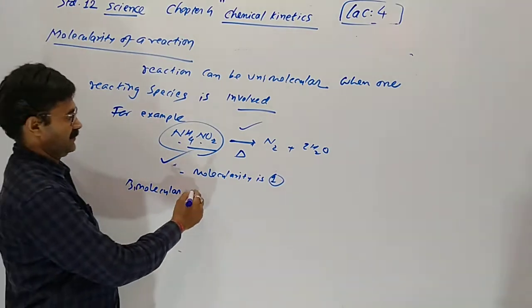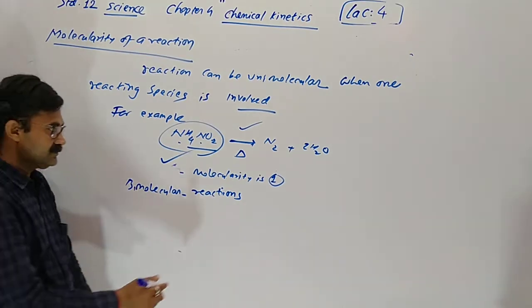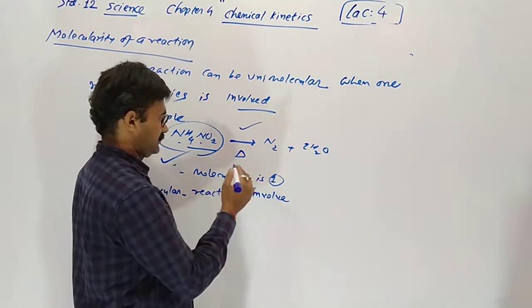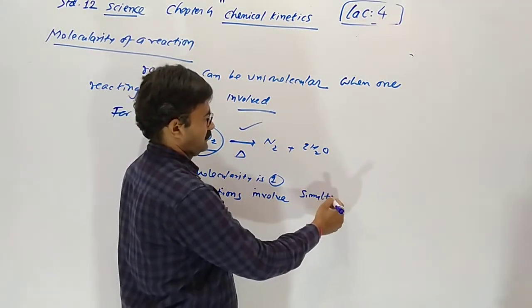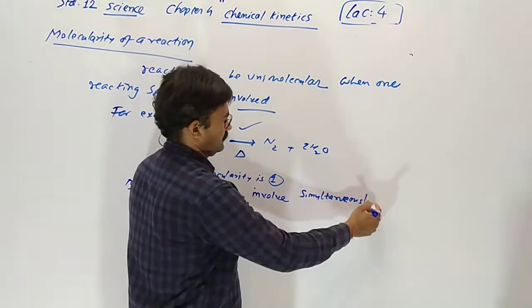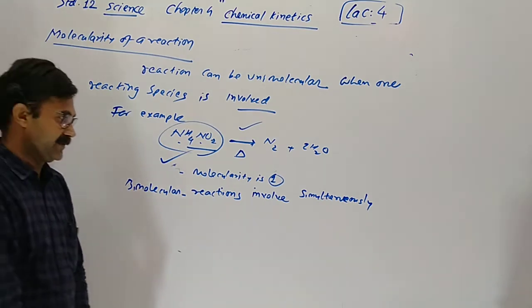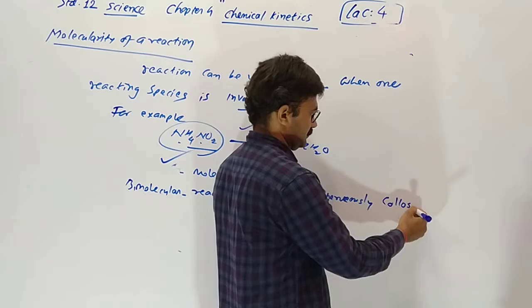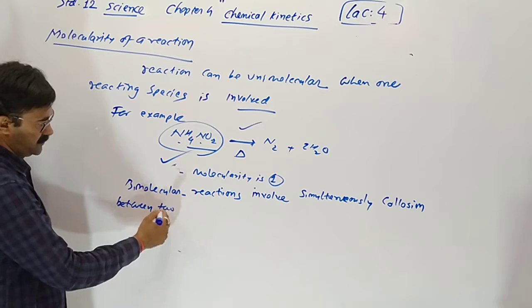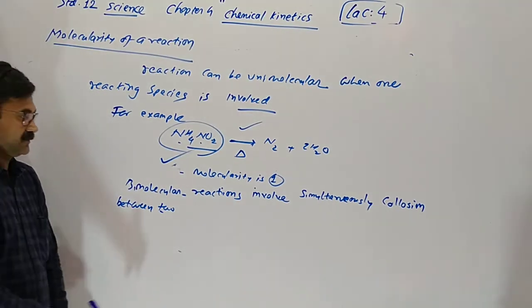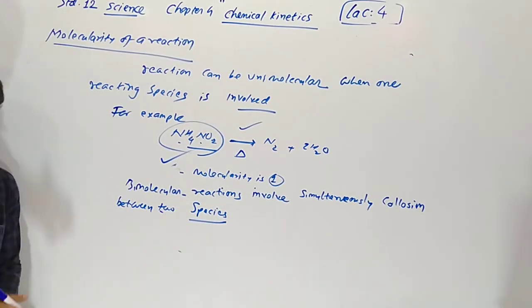Bimolecular reactions involve simultaneous collision between two species. Species means molecule, atom or ion.